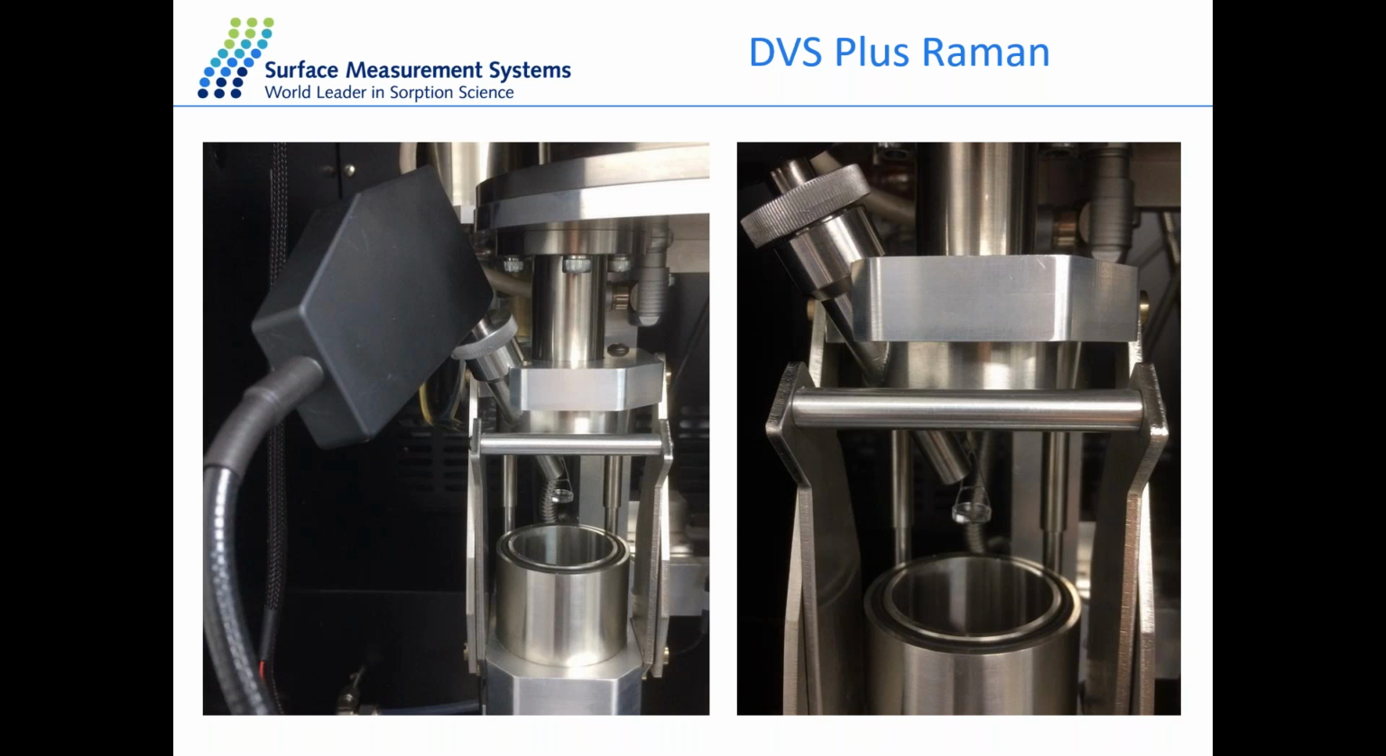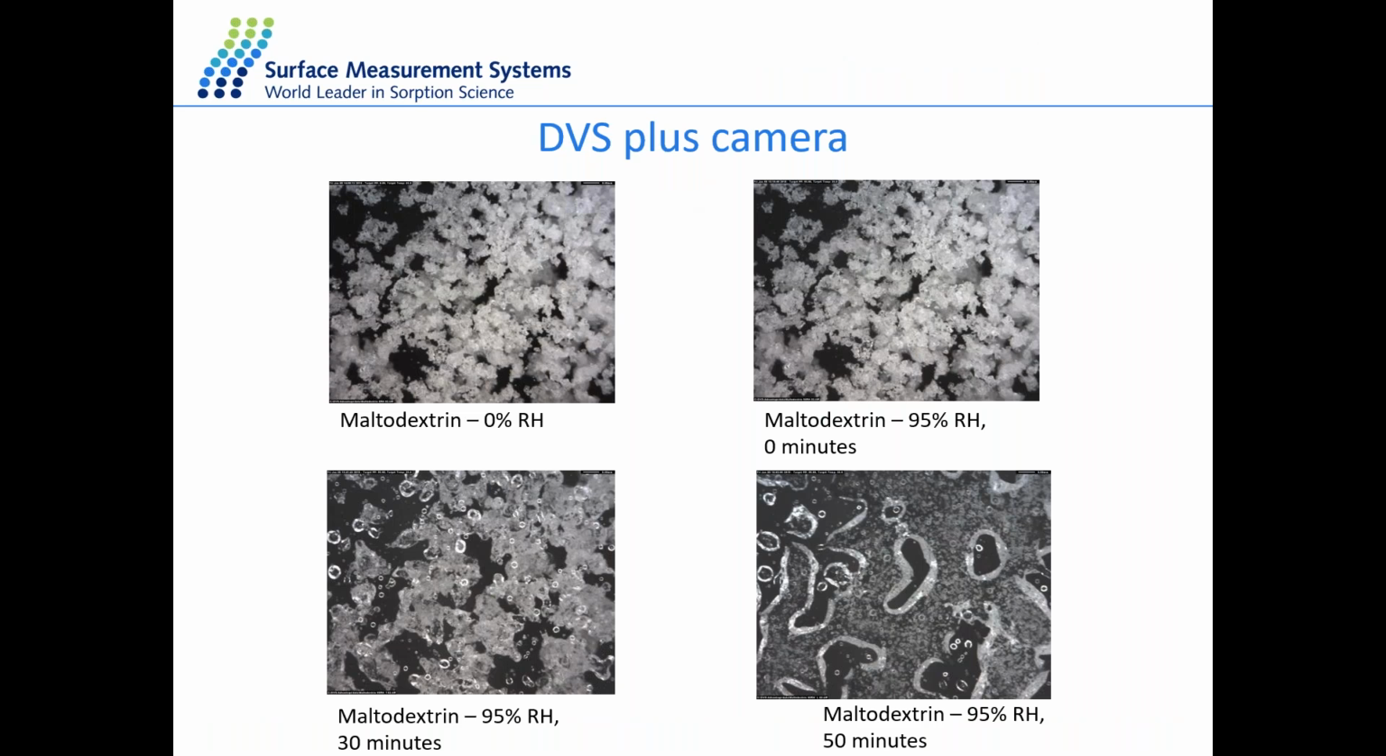So what would the data look like? Here is a very simple example of maltodextrin collected on camera. And here we increase the relative humidity to 95% from 0, and we collect a camera shot every certain amount of time. So at 0, at 30 minutes, at 50 minutes. And you can see the sample going through clear deliquescence, moving from a powder to basically a puddle of water. And it's very, very simple to perform this experiment.